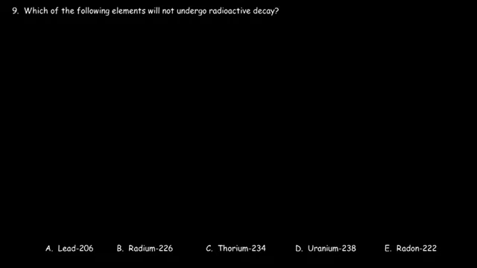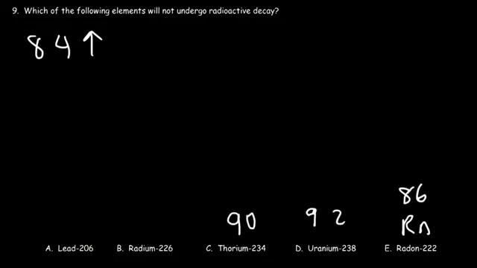Number 9. Which of the following elements will not undergo radioactive decay? Now, what you need to know is that elements with an atomic number of 84 or more are not stable. They will undergo some form of radioactive decay. Radon, which has the symbol Rn, has an atomic number of 86. Uranium has an atomic number of 92, and thorium is 90. Radium has an atomic number of 88, and it has the symbol Ra.